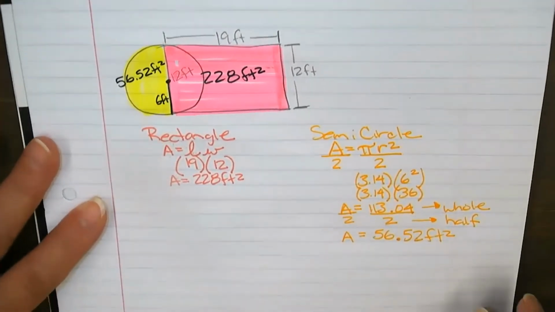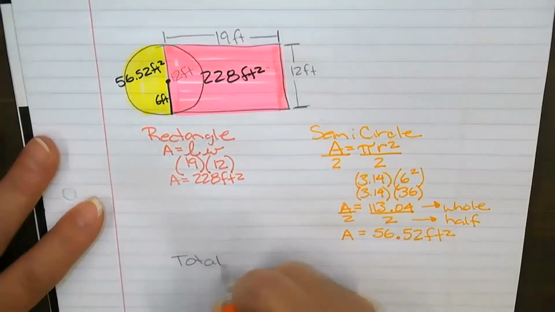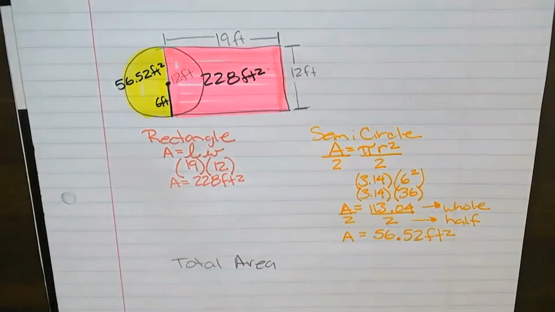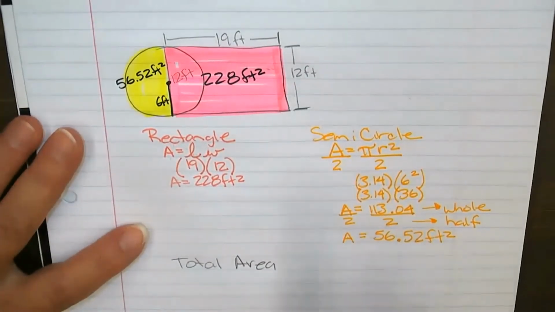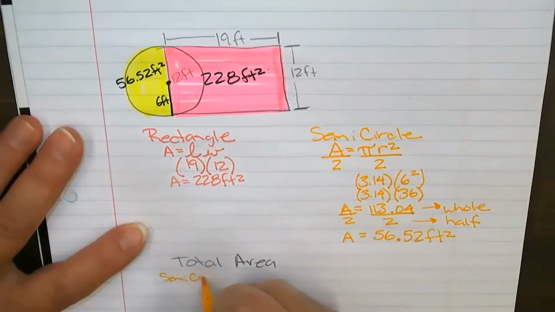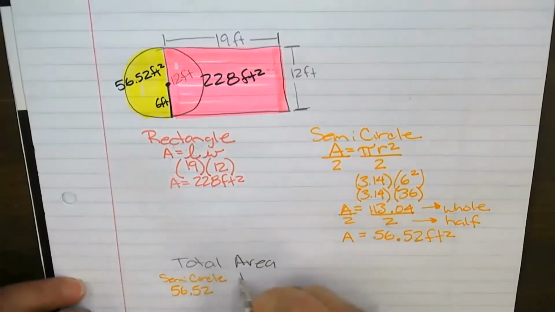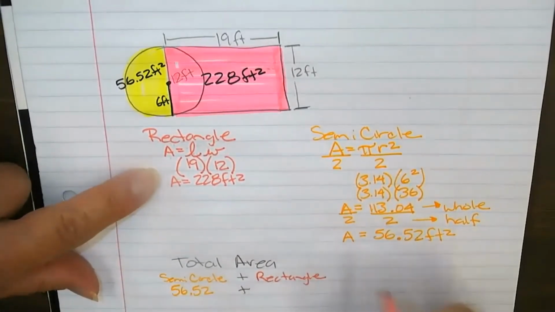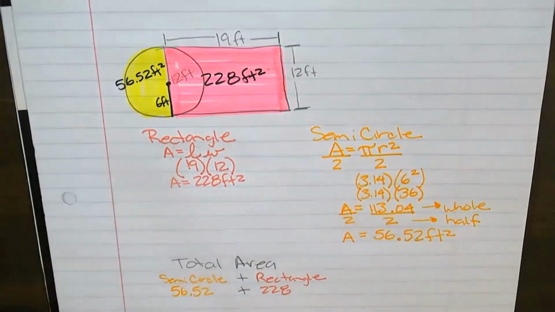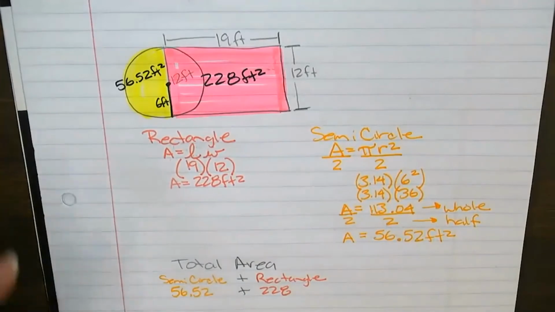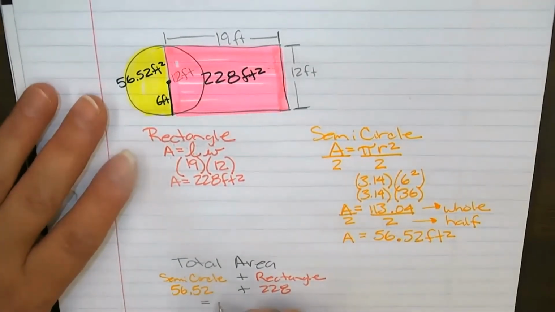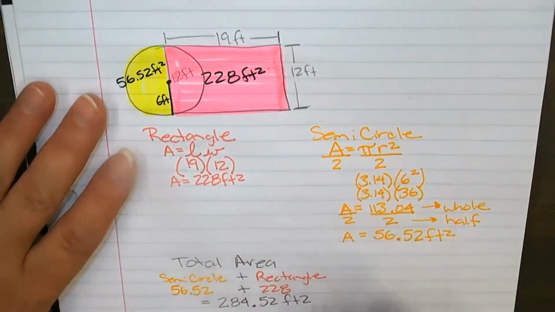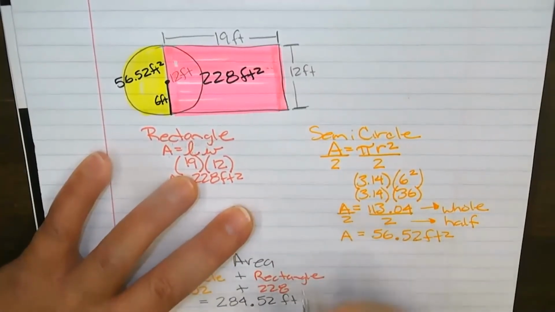But now I need to put them together so I can get the total area. I need the total area. So the total area is the area of the semicircle, which is 56.52, plus the area of the rectangle, which is 228. So I'm going to use my handy dandy calculator, and I'm going to add these together, and the total area is 284.52 feet squared.